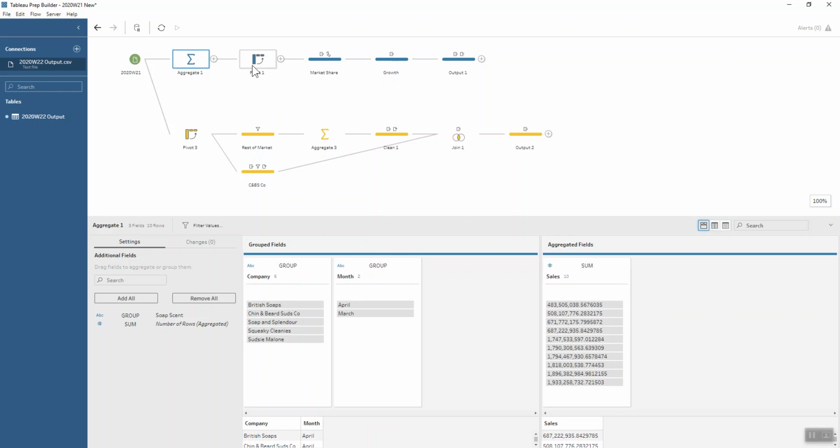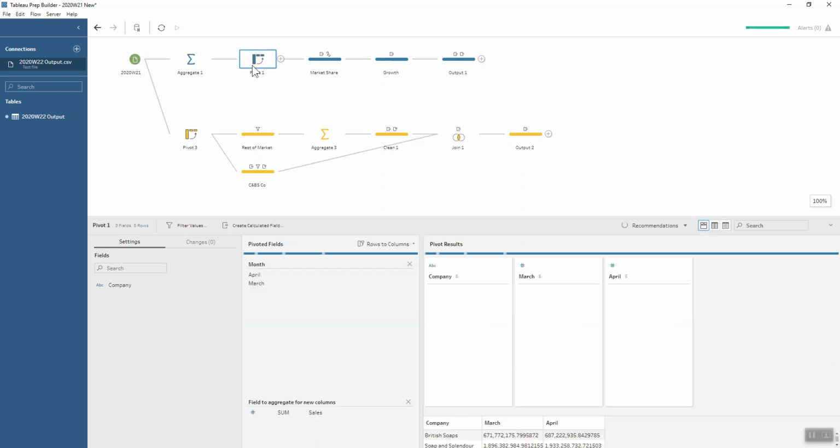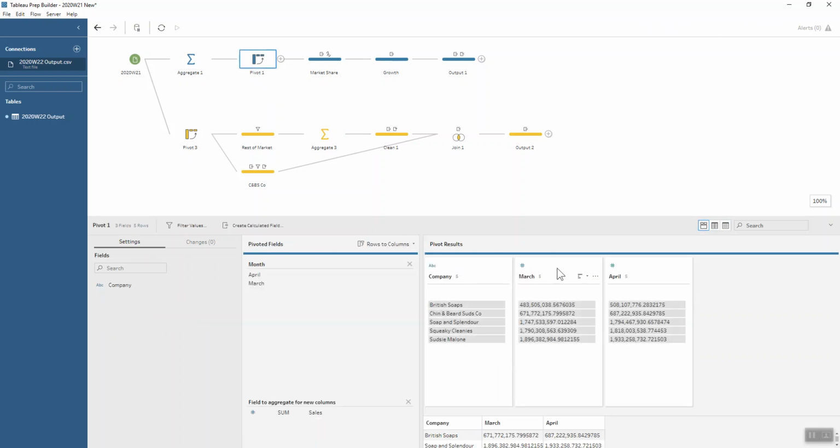Since we're going to be doing a lot of comparisons between the months, I thought the easiest way to play with that data would be to pivot it so that we have a column for March and a column for April with the sales in like that.